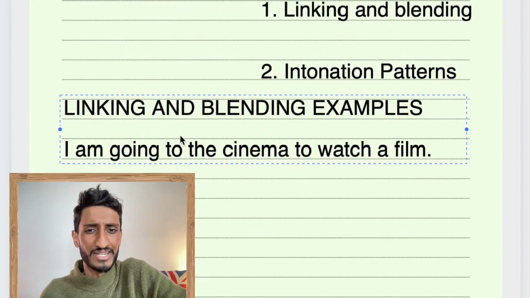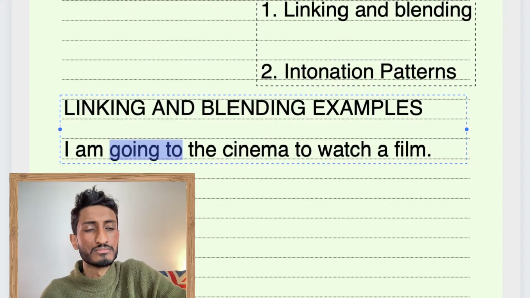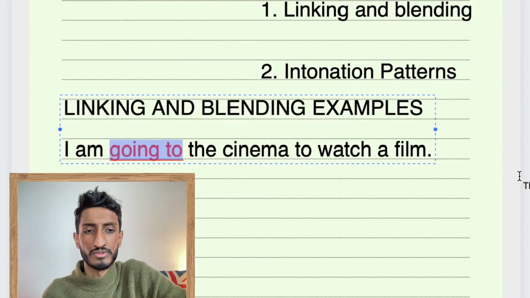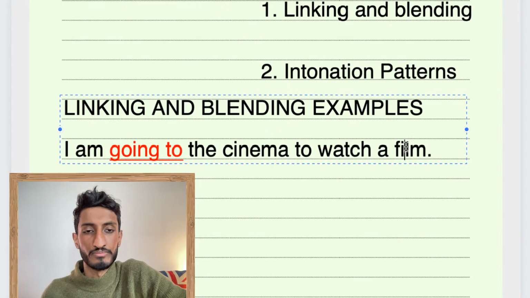Now notice that my "to" sounds very heavy on the T sound here. And "going to" is two separate words. So let us just take a look. So we've got the "going to", and I want to underline that bit there. And then this is the area that we want to focus on. I am going to the cinema to watch a film.